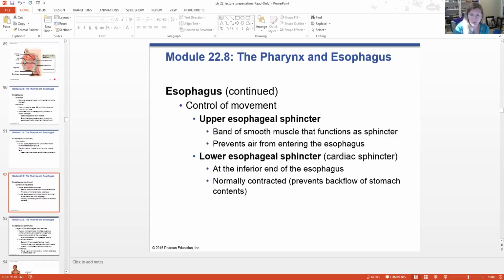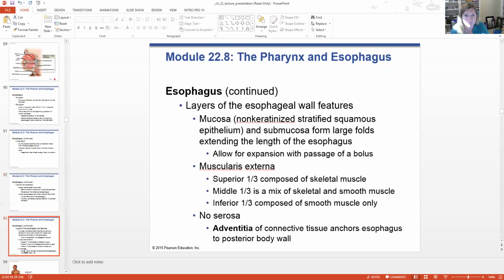The upper esophageal sphincter is the band of smooth muscle that prevents air from entering the esophagus, and the lower esophageal sphincter, which is also called the cardiac sphincter, is between the stomach and esophagus, and typically it's contracted and remains closed to prevent the backflow of stomach contents into the esophagus.